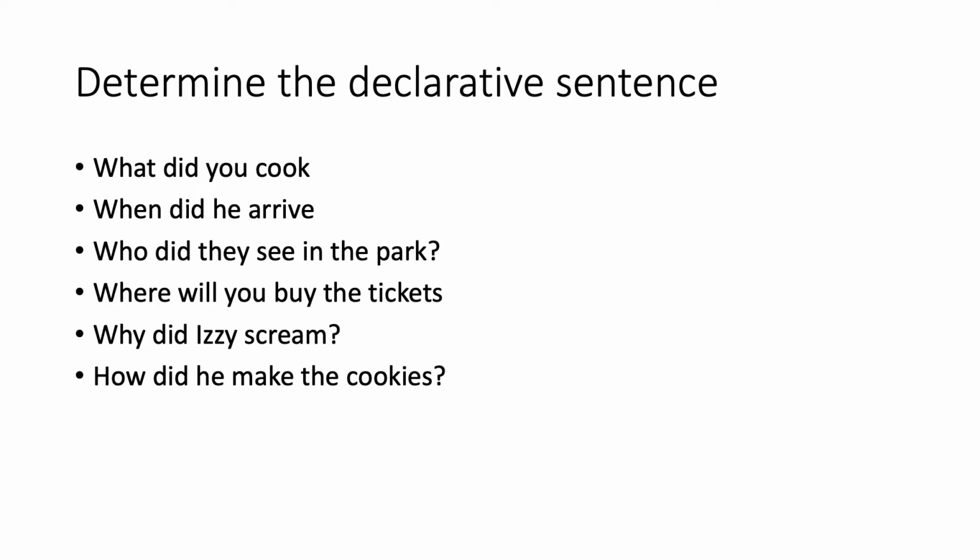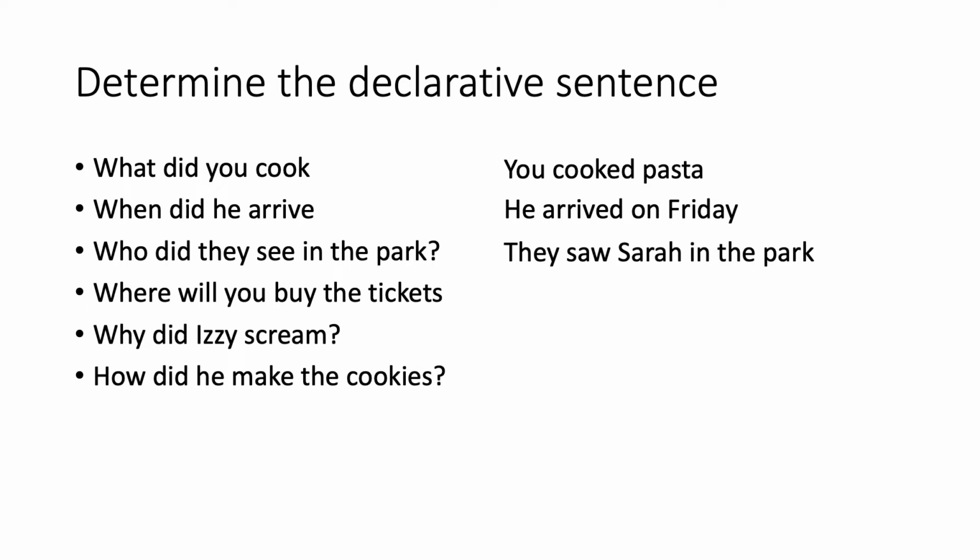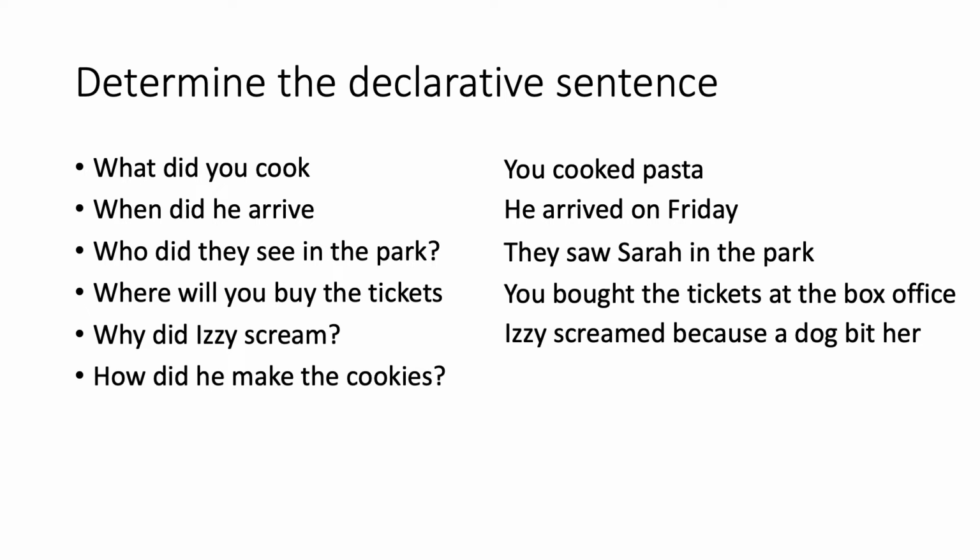The deep structure of a WH question starts with a declarative sentence. So in what do you cook, the subcategorization feature of the verb expects a direct object or a noun phrase to follow it. So what did you cook? You cooked pasta. When did he arrive? He arrived on Friday. Who did they see in the park? They saw Sarah in the park. Where will you buy the tickets? You bought the tickets at the box office. Why did Izzy scream? Izzy screamed because a dog bit her. How did he make the cookies? He made the cookies from a mix.